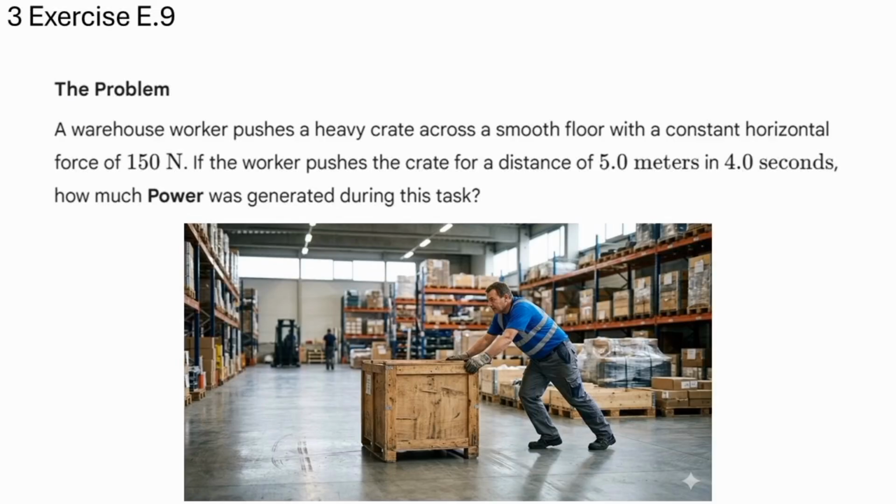The problem? A warehouse worker pushes a heavy crate across a smooth floor with a constant horizontal force of 150 Newtons. If the worker pushes the crate for a distance of 5 meters in 4 seconds, how much power was generated during the task?